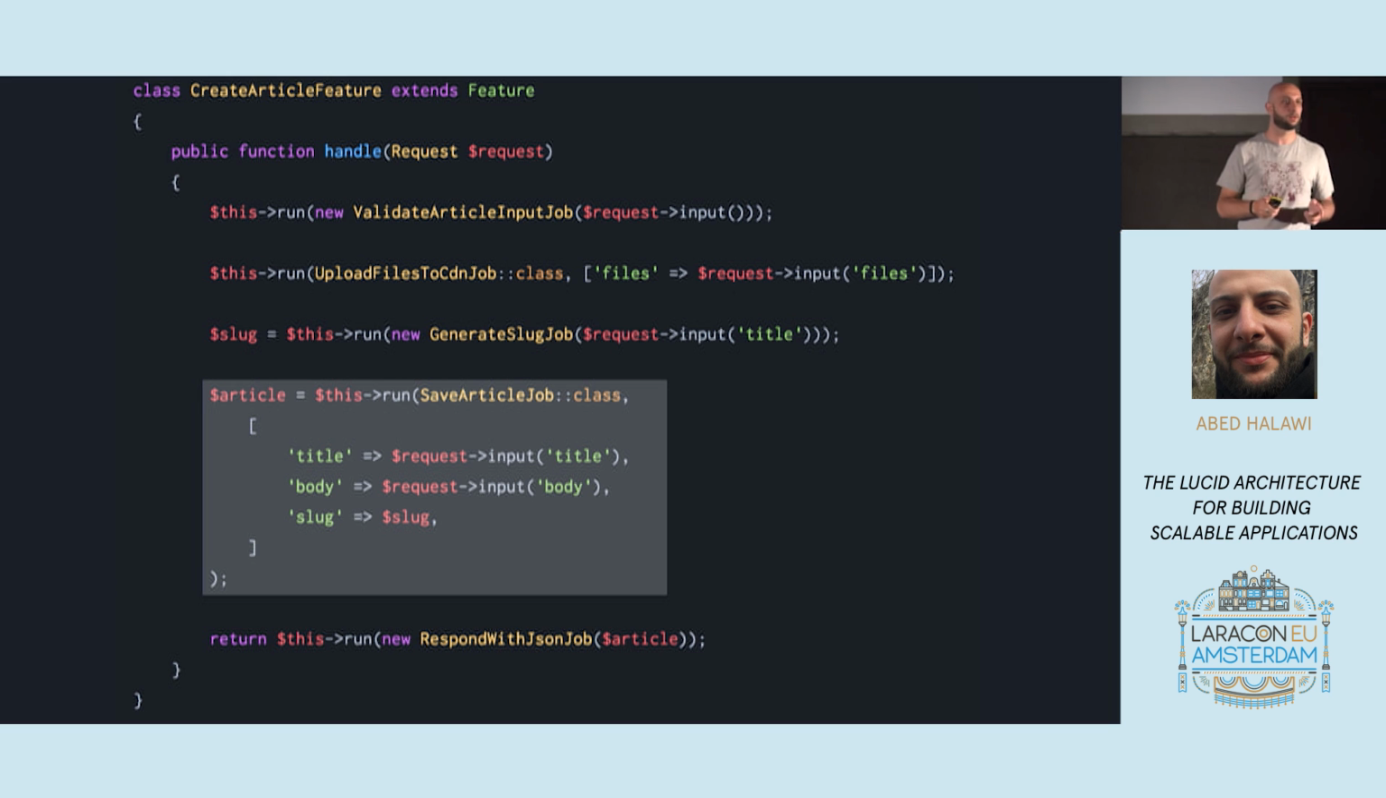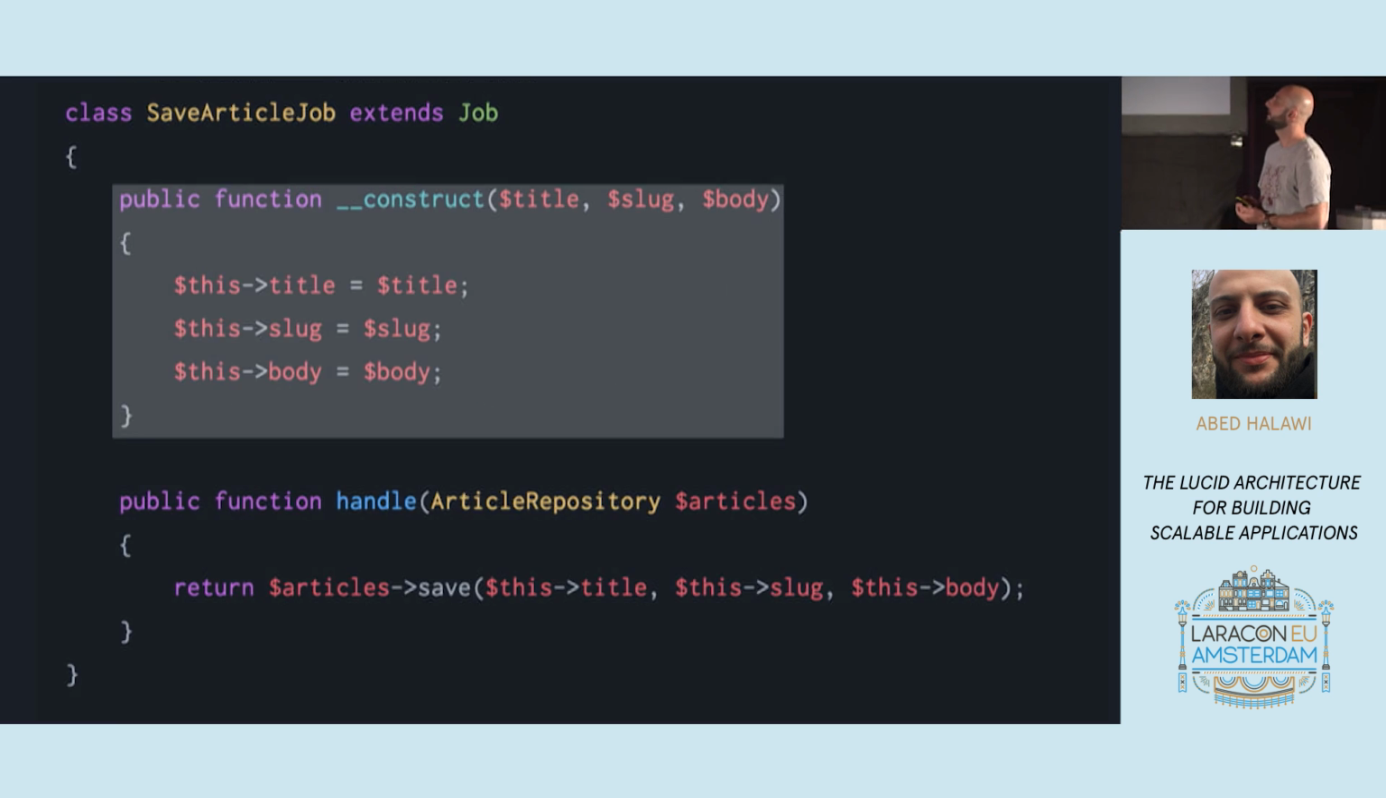You pass in the name of the class, and then you pass an array of keys and values. And the dispatcher will handle translating that into the dependencies of that job. So our save article job needs a title, body, and a slug. Let's see how that looks as well.